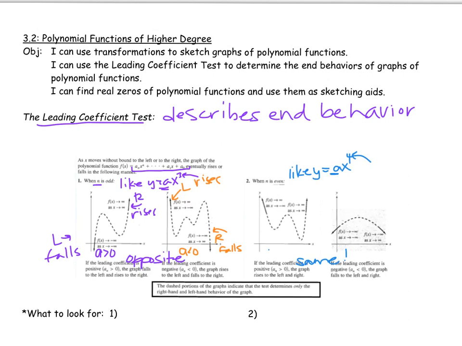In that first picture, your lead coefficient would be greater than 0. So on the left side, the graph rises, and on the right side, it also rises. That's when a is positive. If a is negative, and we've worked with that with quadratics, but it applies to any even polynomial, on the left side and the right side, the graph will fall.